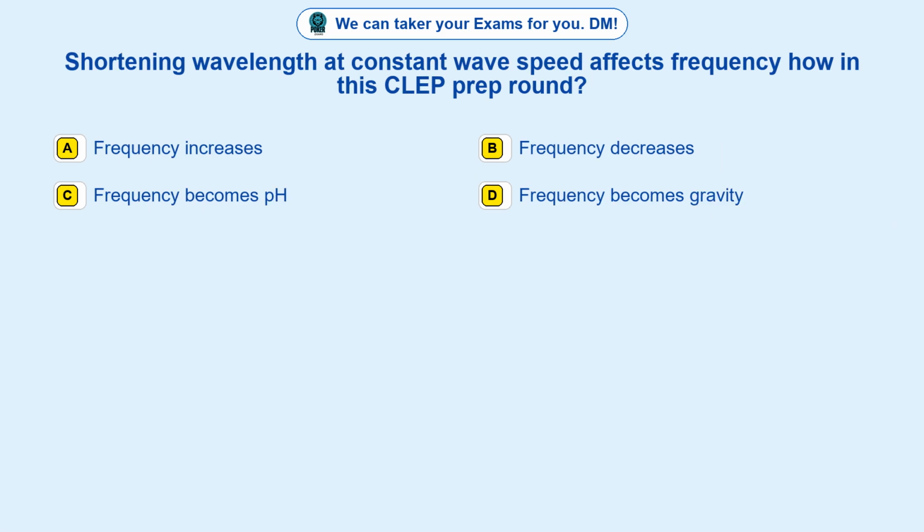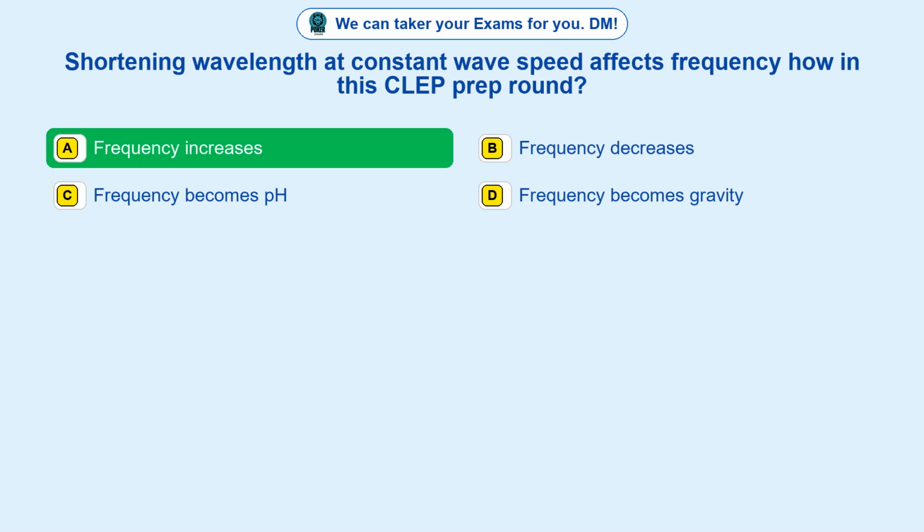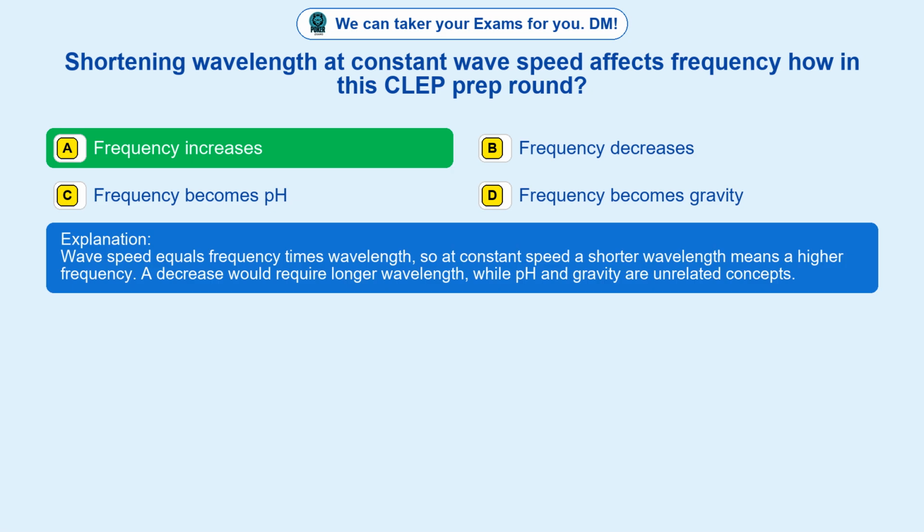Question 68. Shortening wavelength at constant wave speed affects frequency how in the CLEP prep round? Option A, frequency increases. Option B, frequency decreases. Option C, frequency becomes pH. Option D, frequency becomes gravity. The correct answer is option A. Frequency increases. Wave speed equals frequency times wavelength, so at constant speed a shorter wavelength means a higher frequency. A decrease would require longer wavelength, while pH and gravity are unrelated concepts.